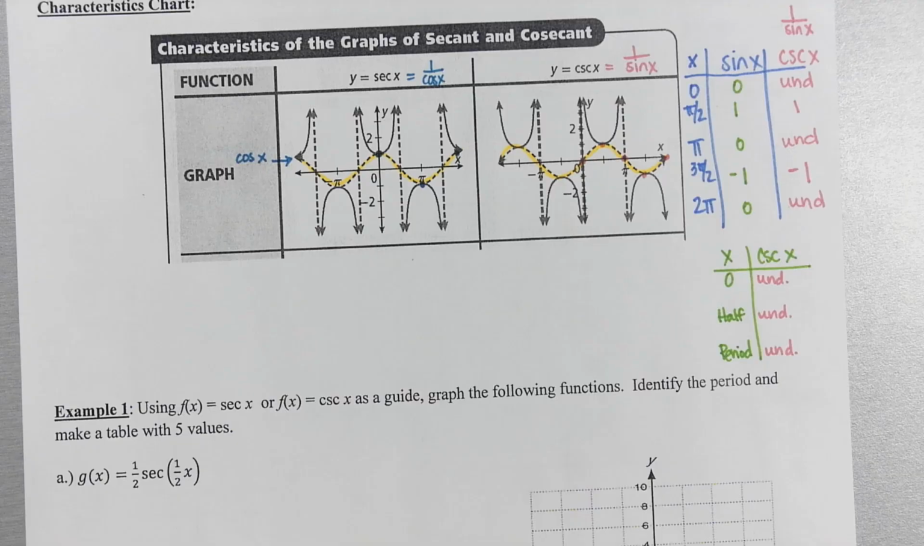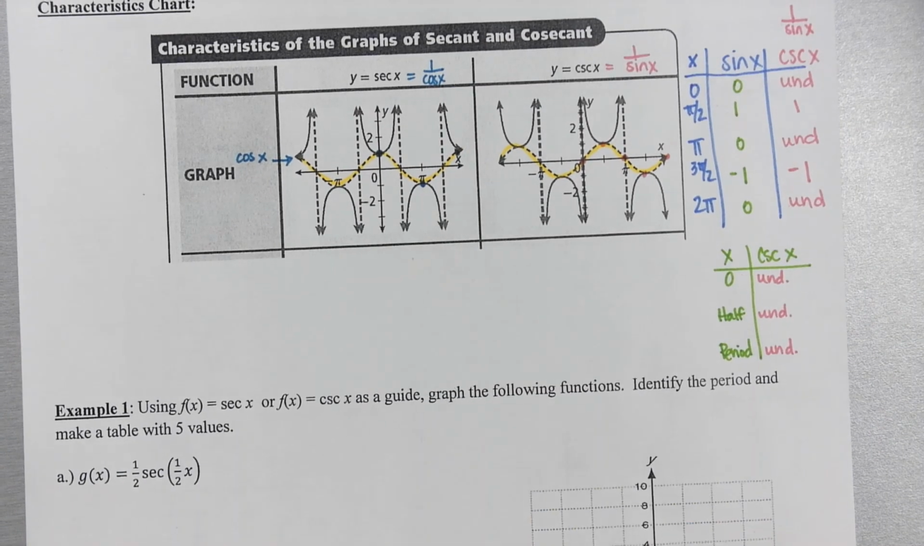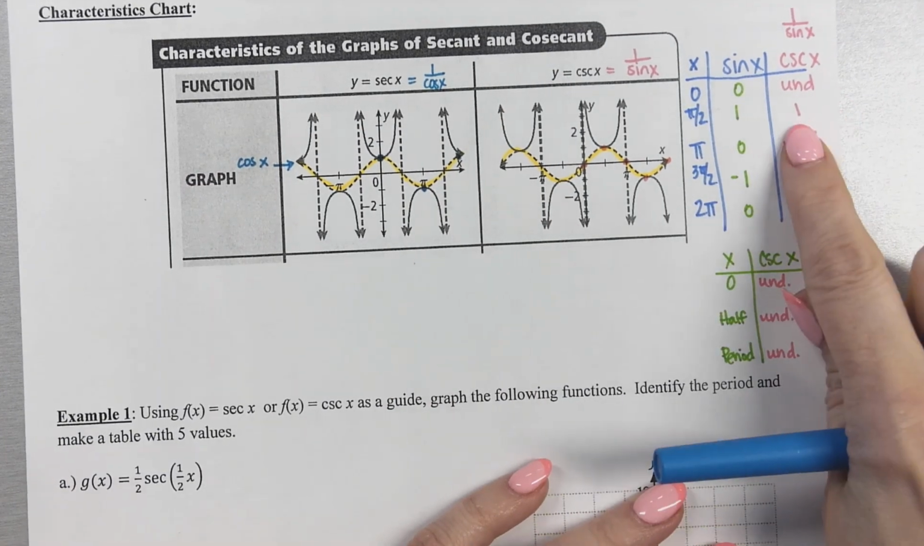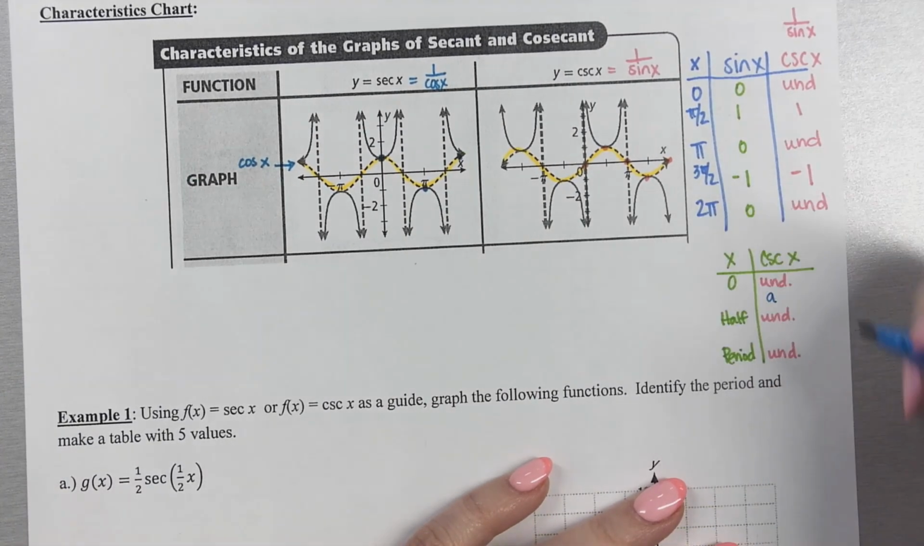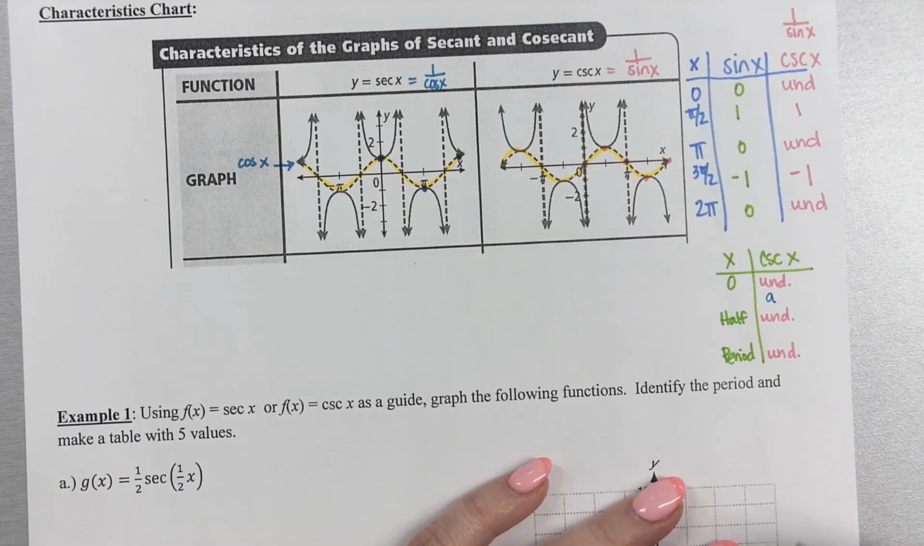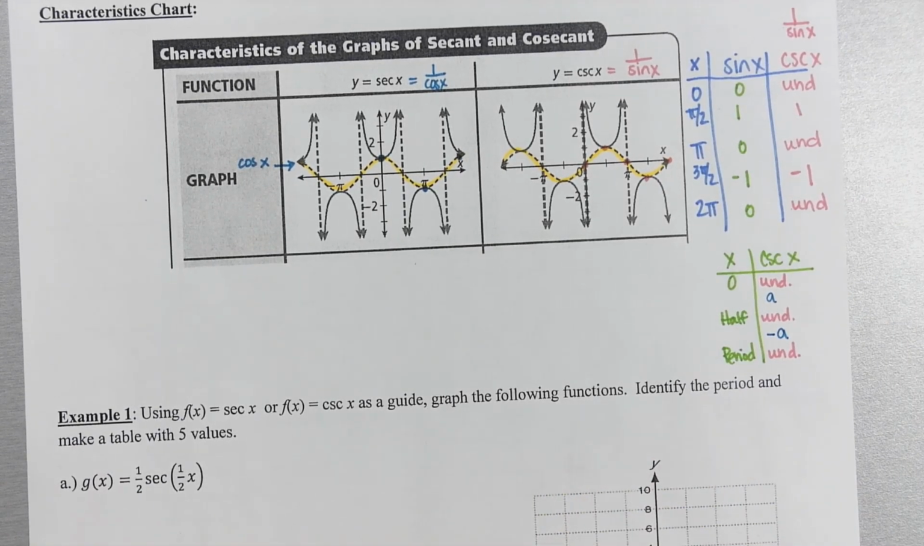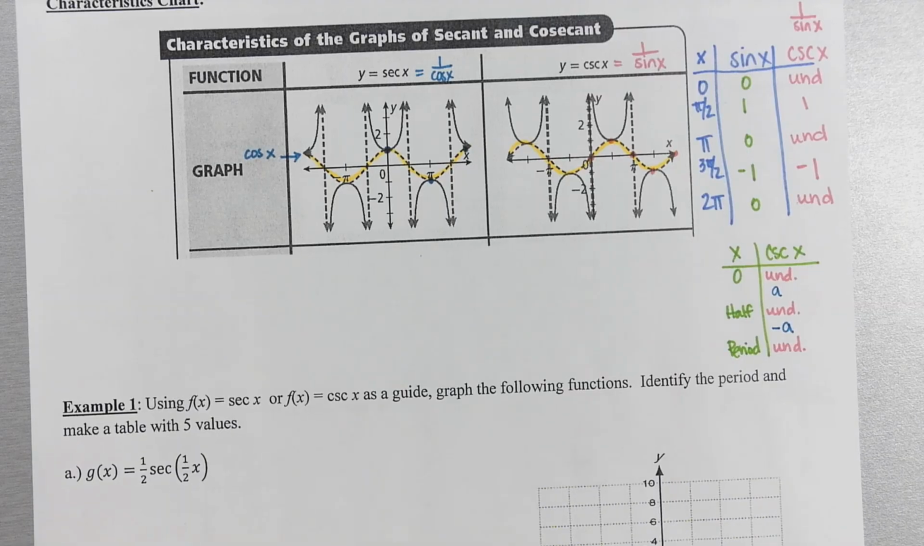Okay, we got 1 and -1. That corresponds to the a value. So your a value would be in front. Okay, so we get 1 there. That's the a value. And then -1 would be the opposite of a. So you're going to use this chart to help guide you.